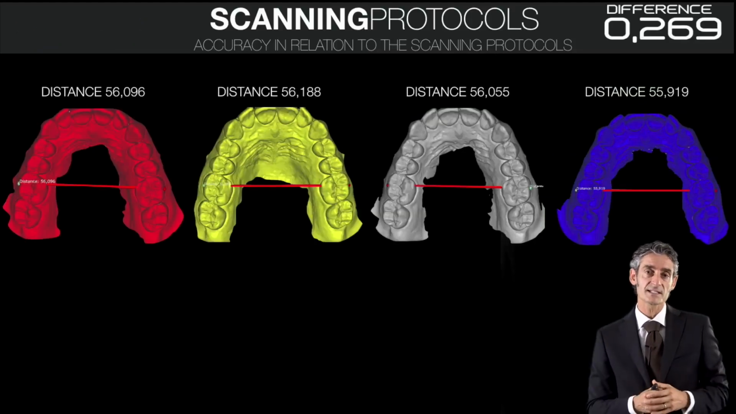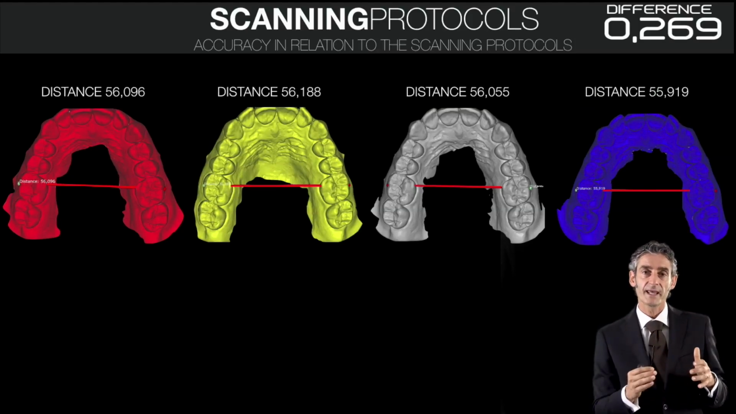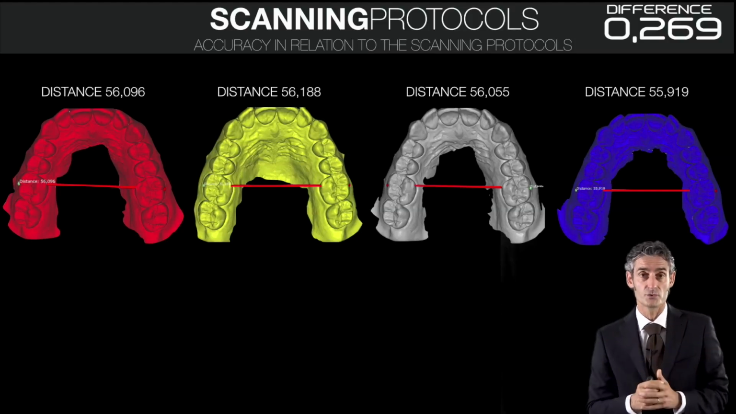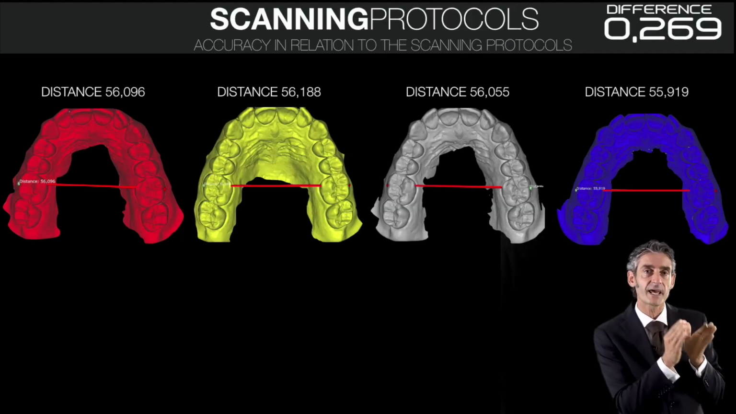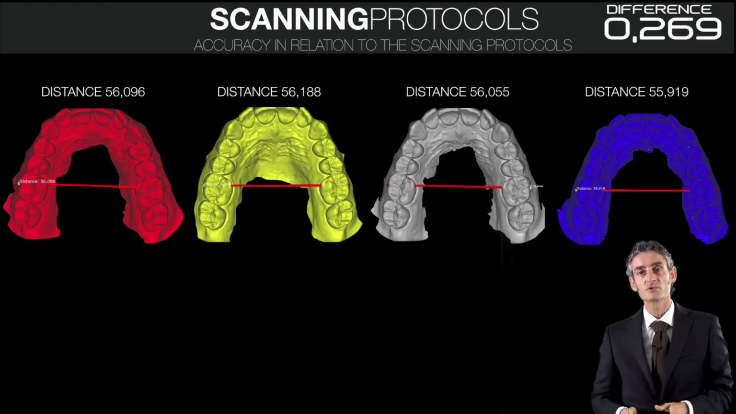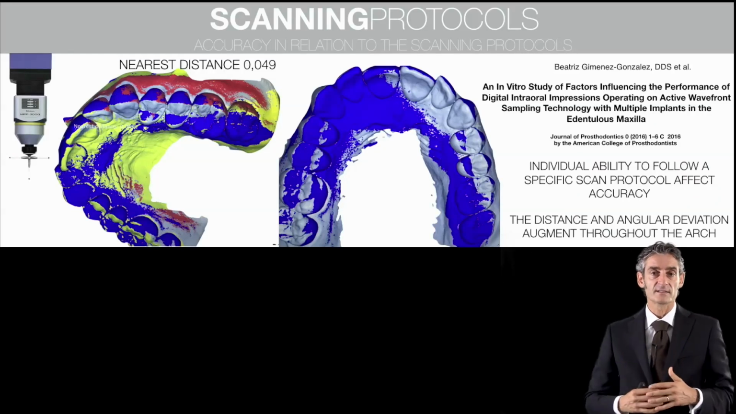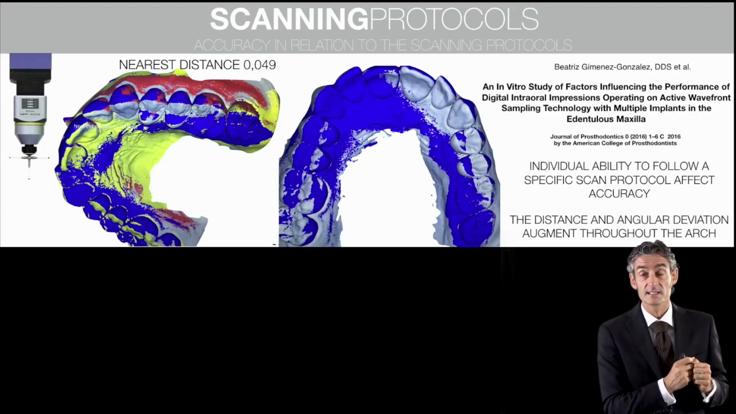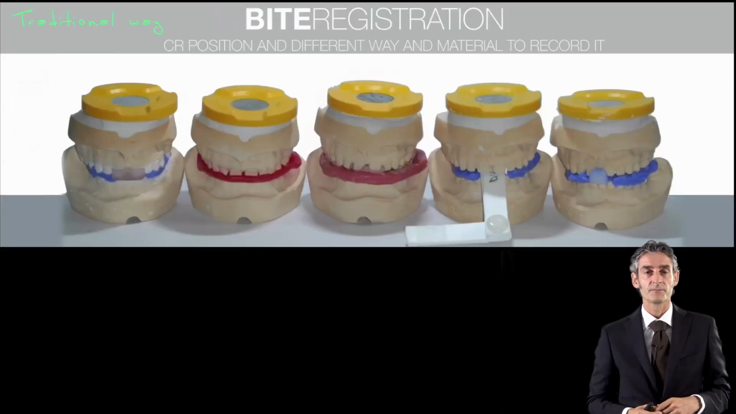But look at this analysis that we tried to do. I tried to get in the mouth with different scanning protocols, and by changing the scanning protocols, we have differences that sometimes are really huge. So if we want to be predictable in digital dentistry, we have to follow a precise scanning protocol, and in this way we will obtain a really predictable result in precision of the impression. For sure, this article is interesting, as it describes that the individual ability to follow a specific scanning protocol affects the accuracy. It's just this. Okay, so it's important for us to understand this concept before we start.